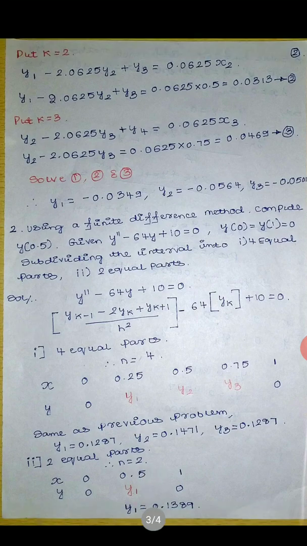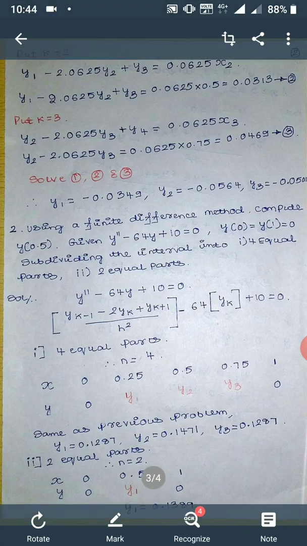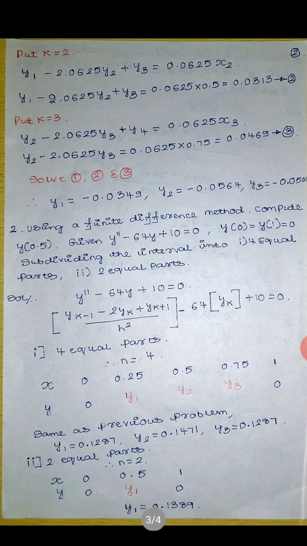Say if I take the first case, that is 4 equal parts, which is similar to the previous problem we have dealt with, we are supposed to calculate y1, y2, y3. On simplifying and carrying out the same procedure as in the previous problem, the values of y1, y2, y3 are 0.1287, 0.1471, 0.1287. And for the second case, that is 2 equal parts, the number of unknowns is only 1, that is y1. On substituting the value of k as 1, what we get is y1 equal to 0.1389. So this is the second problem.